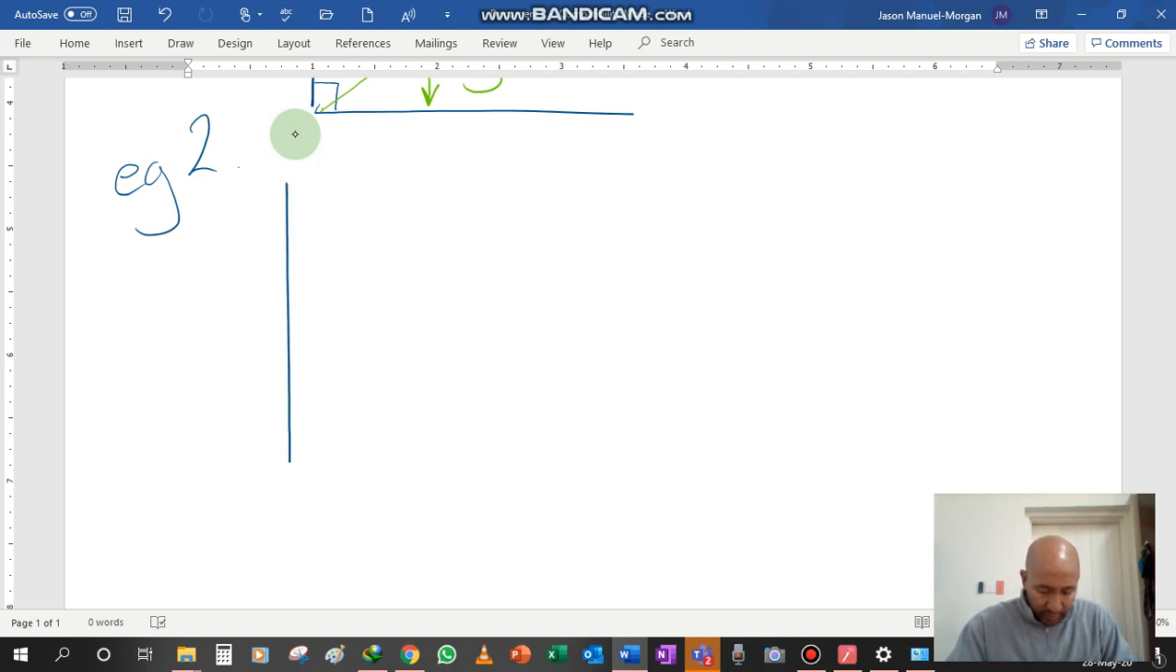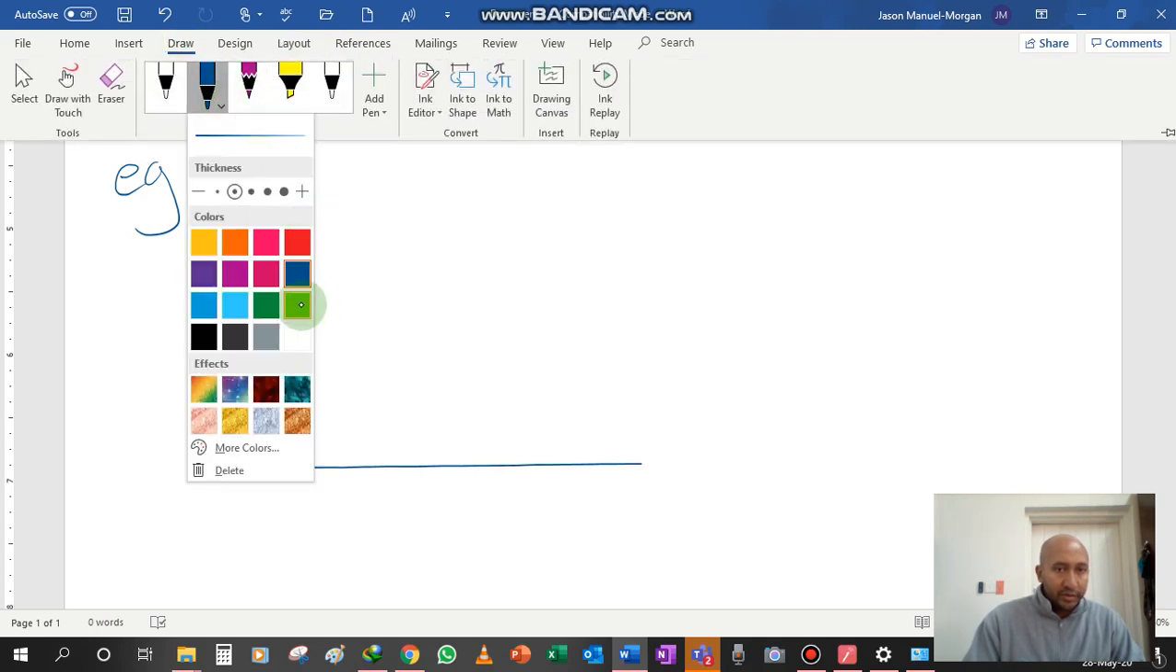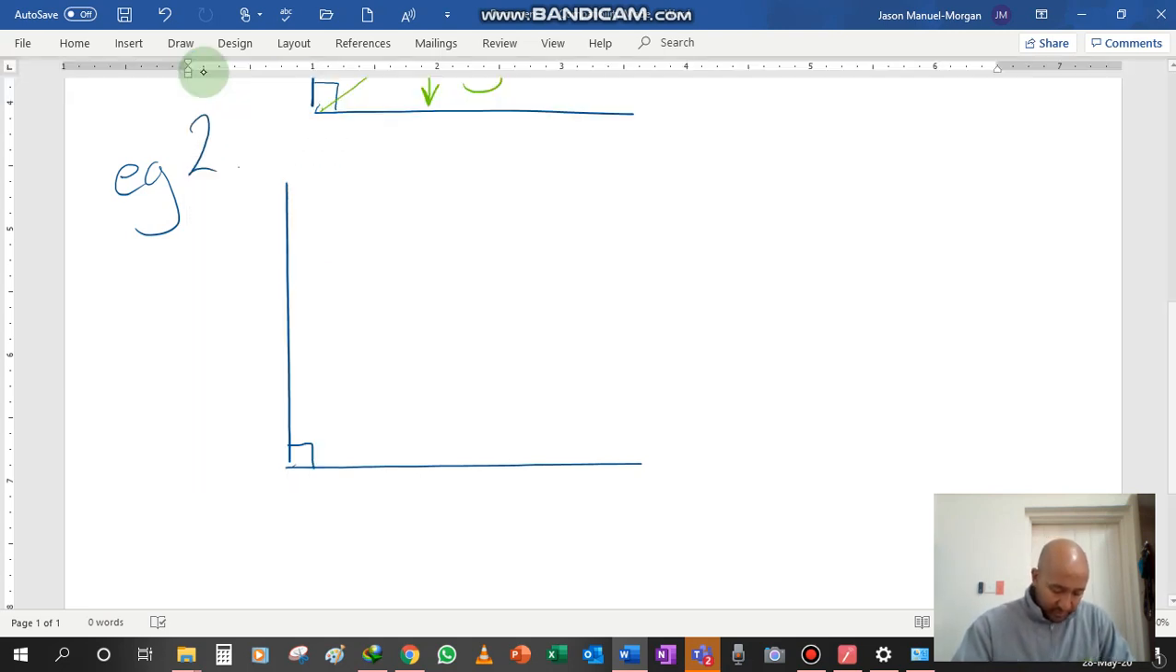It's quite weird drawing on a tablet, I must say. It is marked as 90 degrees, and then you have your complementary angle over here, and that is being divided like that. And you are told that this angle here, that is 27 degrees.